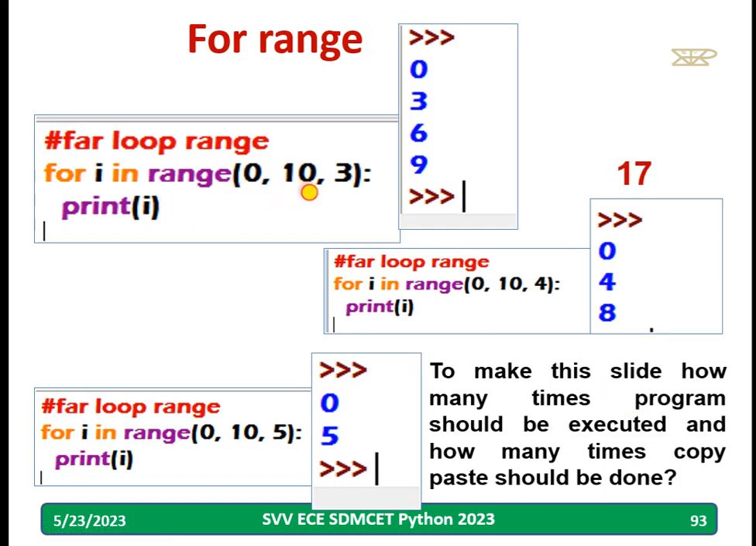I am taking 0, 10 and step size I am giving 3. In this case I am taking 0, 10 limit and 4 as the step. I am taking a step of 5. So you can use a different step size. You can take any range also. Not only 0 to, you can take any number to another number.